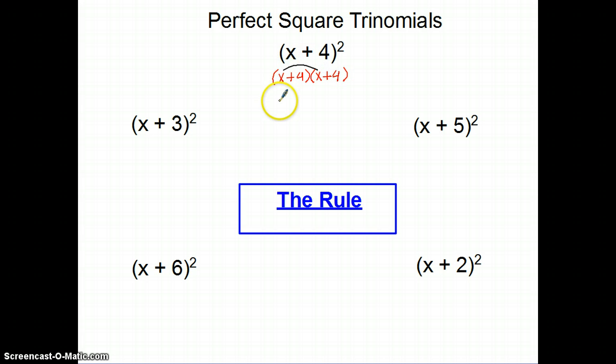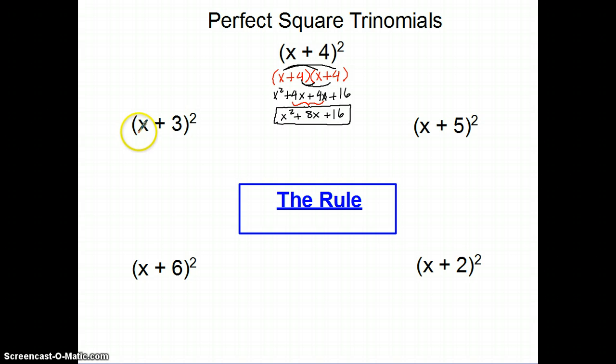Distributing my x to the first x in the second parentheses, I get x squared. X times 4 is a positive 4x. Distributing my 4 times x is another positive 4x. And 4 times 4 is a positive 16. I'd like for you to notice I have two of the exact same term in the middle. So all I'm going to do is double that term to get 8x. And I have x squared in front and a plus 16 behind. This is the FOILed form of our original polynomial.